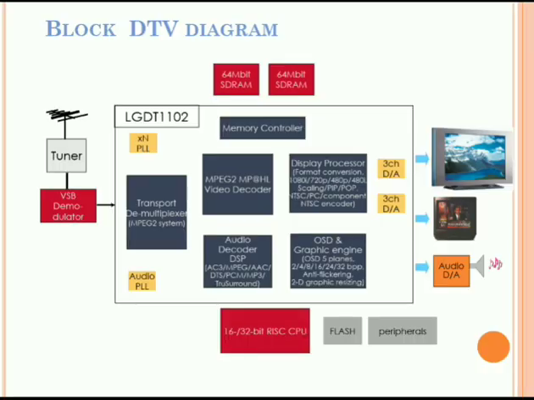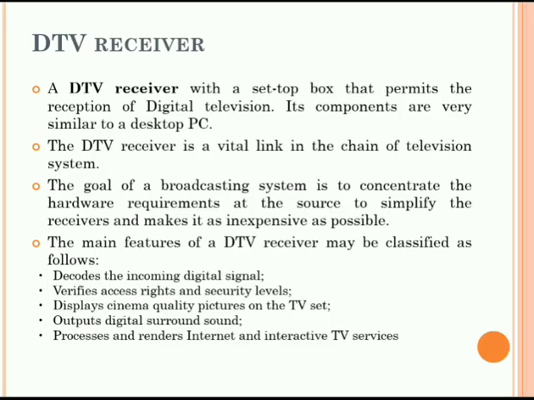Now let us see the basic actual block diagram of the DTV receiver. It consists of the receiving antenna, the tuner, and also a demodulator. Now let us see the different terms related to it. A DTV receiver with a set-top box permits the reception of digital television. Its components are very similar to a desktop PC, just like the PC that we are having.